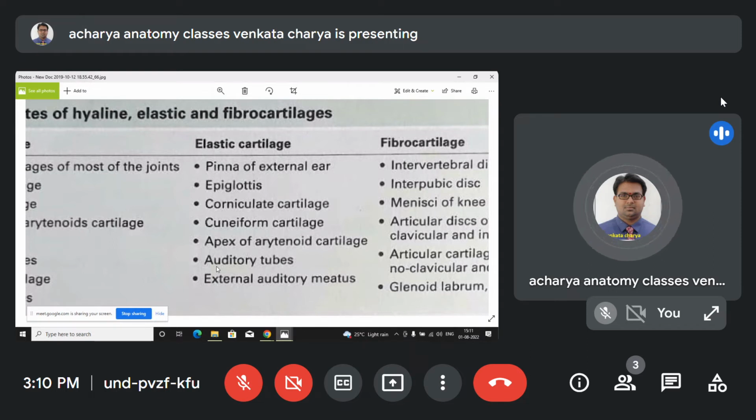Location of the elastic cartilage: the pinna of the external ear, epiglottis, corniculate cartilage and cuneiform cartilage, and apex of the arytenoid cartilage, auditory tubes, and external auditory meatus. So these are made up of elastic cartilages.